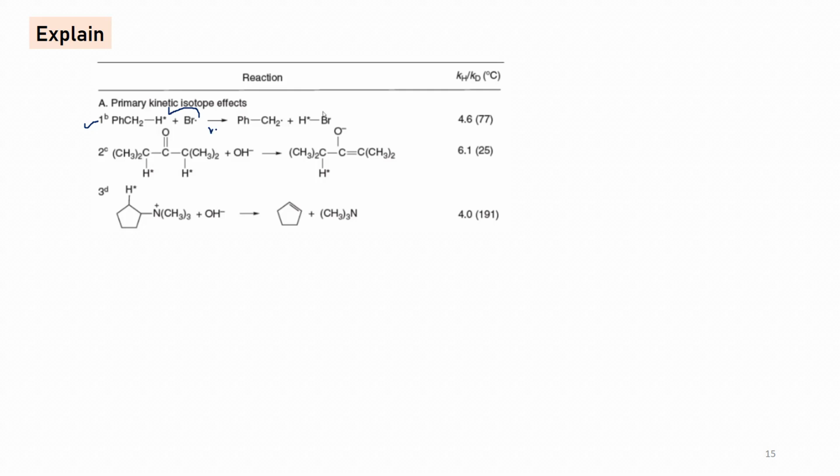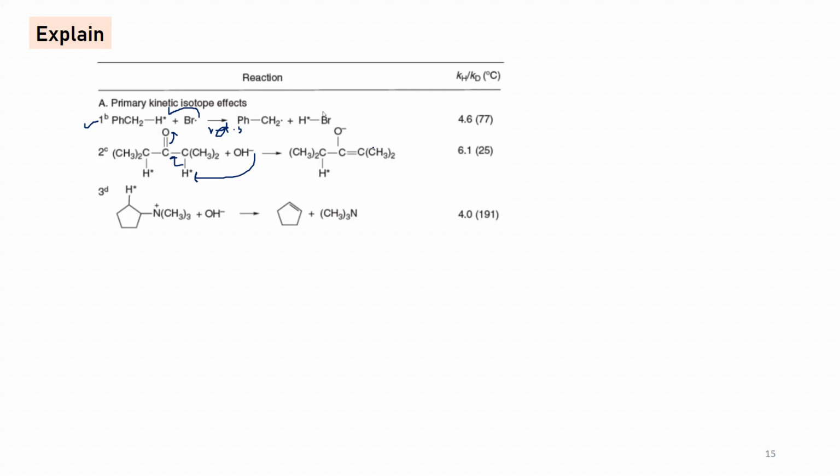So it will show a primary kinetic isotope effect. This is a single step process. So therefore, it will show a primary kinetic isotope effect. Now, what will happen in this case? This CH will go here. So this CH is directly involved in the reaction. So therefore, if we replace the CH with the CD, there will be a reduction in the rate of the reaction. Therefore, it will also show a primary kinetic isotope effect.